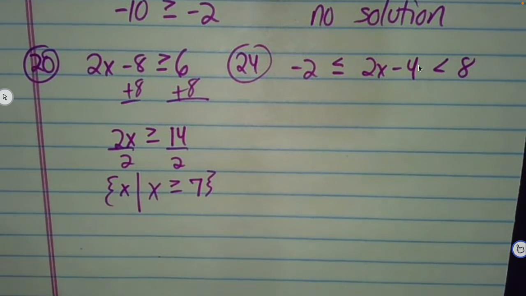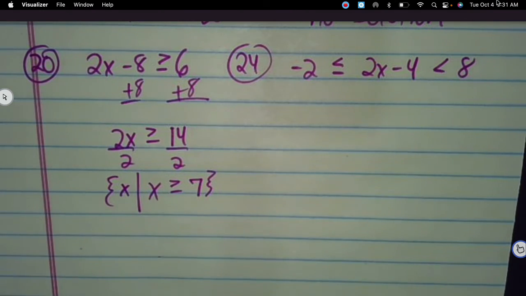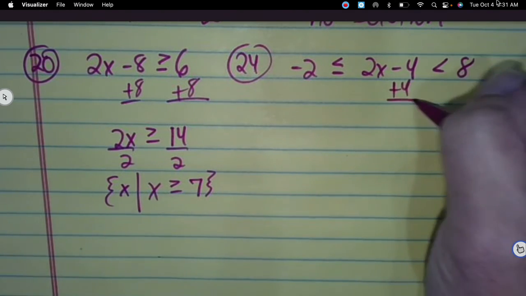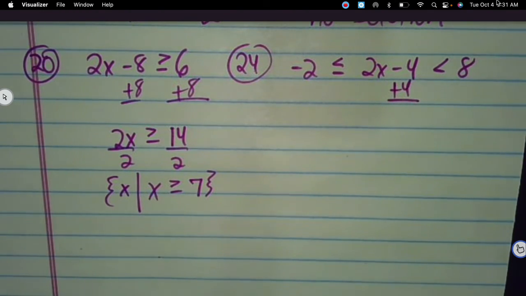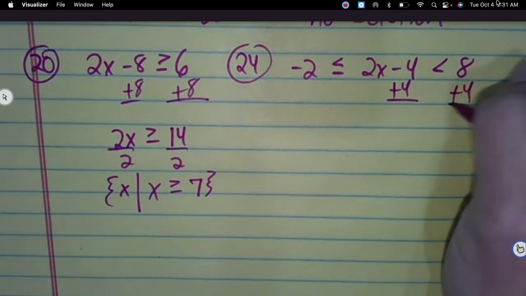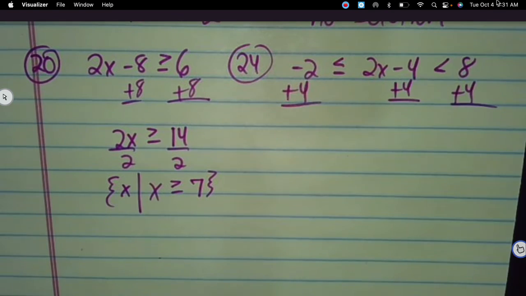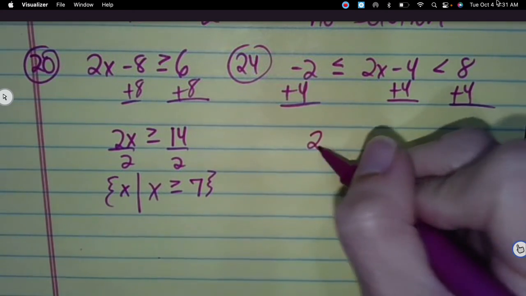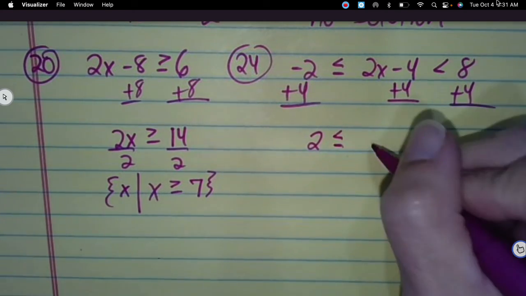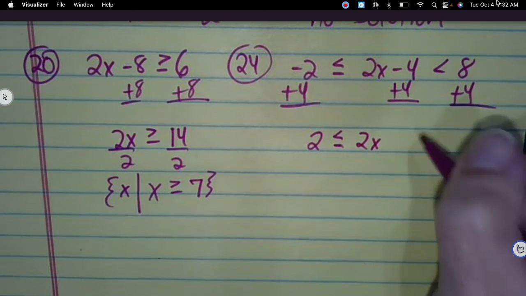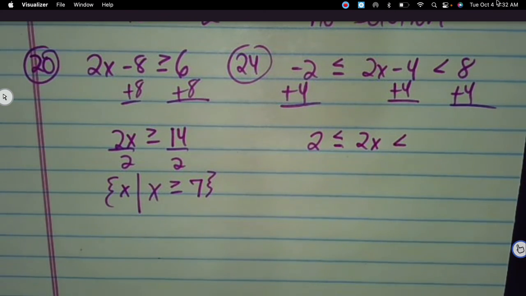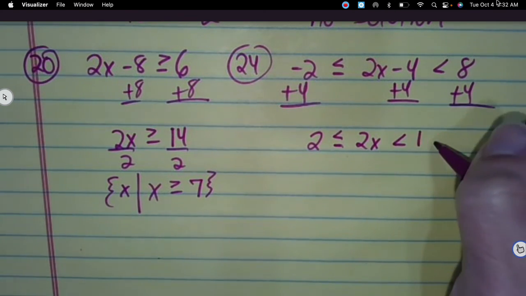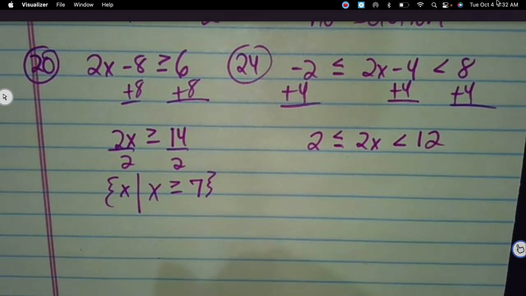So what do I move first, the 4 or the 2? The 4. So I'm adding 4. Here's the thing, though. I'm adding 4 to both of my inequalities now, right? I'll add 4 to both of them. And let's just keep bringing everything down. What's -2 plus 4? 2. Bring down that sign. Bring down my 2x. Bring down that sign. And what's 8 plus 4? 12. Any questions on that?